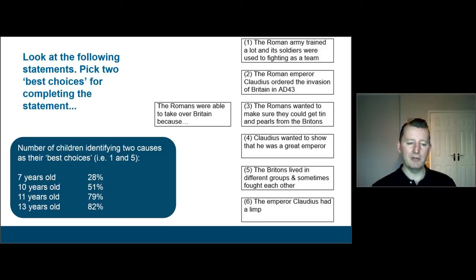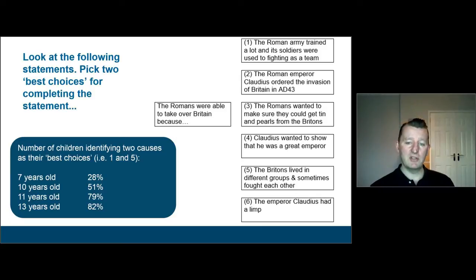So at age 7, most children get it wrong. Only 28% manage to pick two causes that make sense. By the age of 10, which is the end of primary school, certainly here where the study was conducted, there's a 50-50 chance of whether kids get it right or wrong.